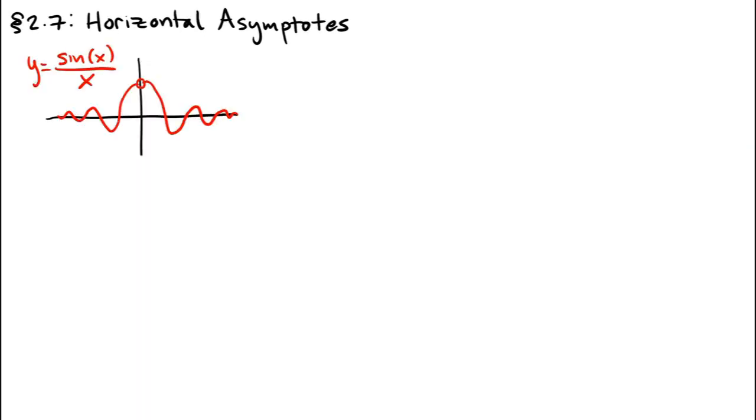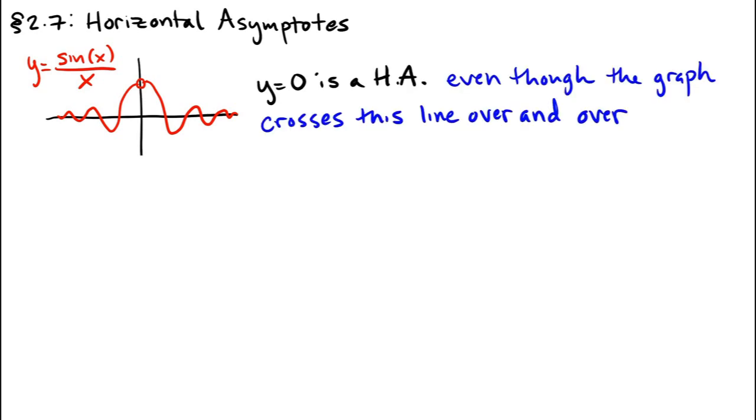Consider again the function y equals sine x divided by x. We showed in the last video that the limit as x goes to infinity is 0, and it's not hard to see that the limit as x goes to minus infinity is also 0. So by definition, y equals 0 is a horizontal asymptote. It doesn't matter that the graph crosses this line over and over again.